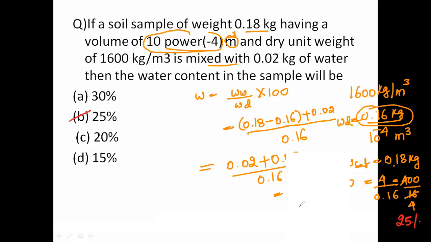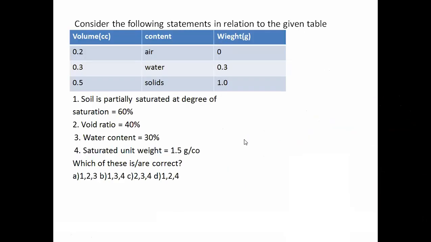Okay, so next we are moving with the next problem. You can see here they have given the data and they are asking you to find the correct statement. In the problem, this is the volume of the air, I am writing VA. This is the volume of the water, VW. This is the volume of the solids, VS. This is the weight; the weight of the air is usually 0, this is the weight of the water, and this is the weight of the solids.